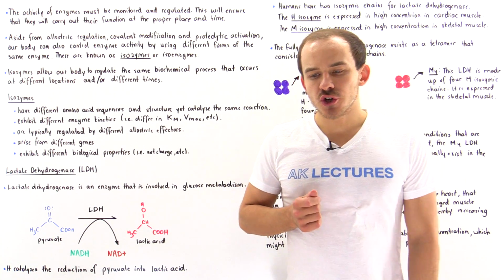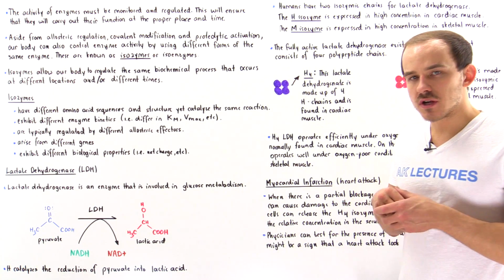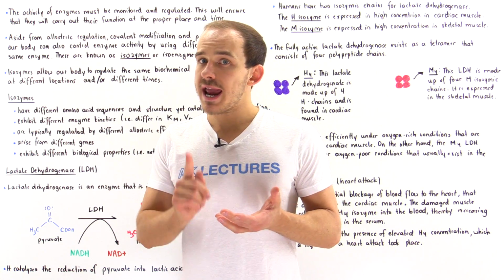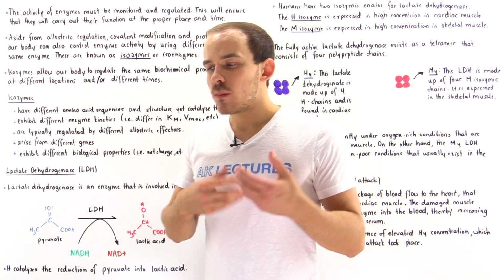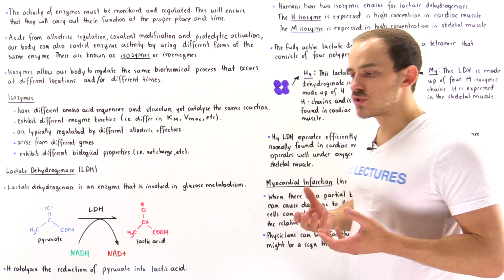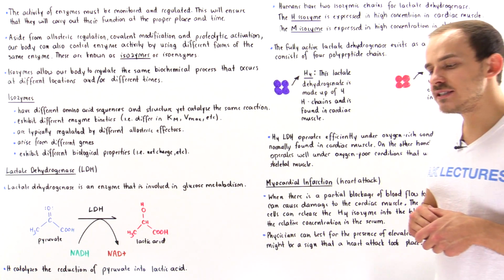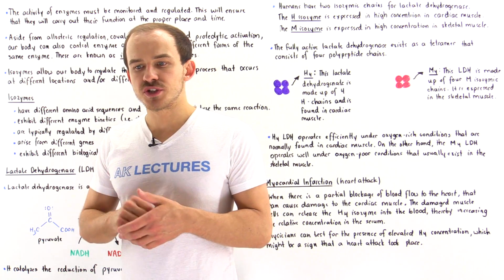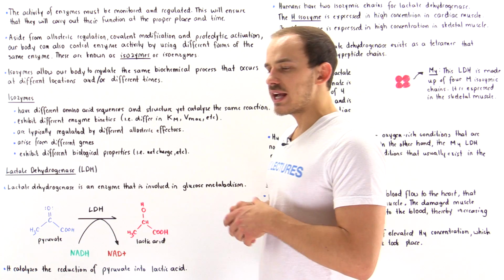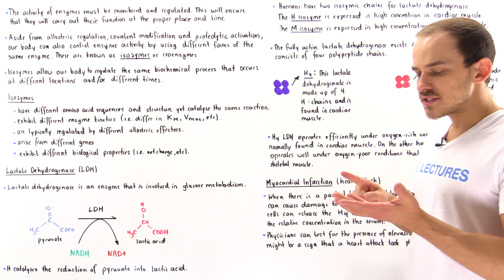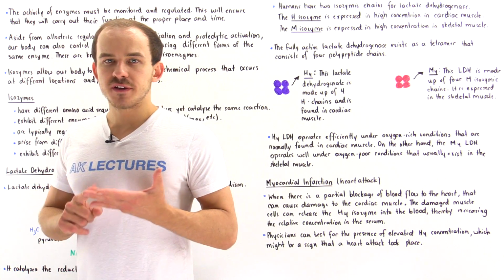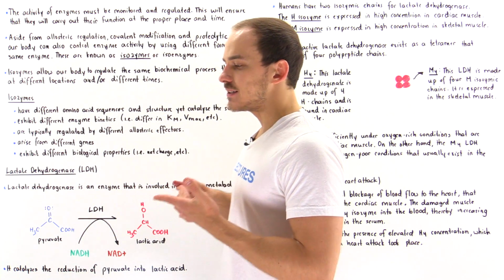In order to ensure that all the different types of enzymes of our body carry out their function at the proper location and at the proper time, our body must be able to continuously monitor and regulate the activity of enzymes. And so far, we discussed 3 different mechanisms that our body uses to regulate the activity of enzymes. So we discussed allosteric regulation, we discussed covalent modification, and proteolytic activation.